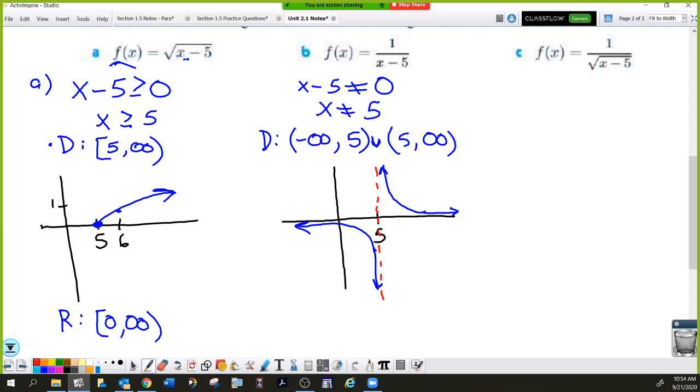So this reciprocal function has a vertical asymptote at x equals 5 and a horizontal asymptote at y equals 0. So our domain, which we've already written, is everything except for the number 5, and our range is everything except for the number y equals 0. Negative infinity to 0, hop over it, 0 to positive infinity.